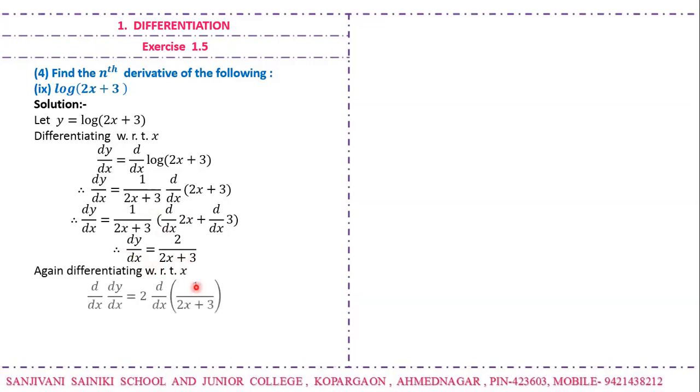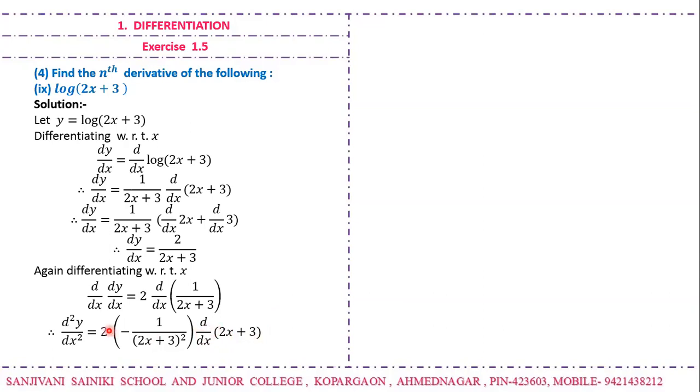Again differentiating the same function, we get 2 is a constant, d by dx of 1 upon 2x plus 3. So here I will use 1 upon f of x. The derivative of 1 upon f of x is minus 1 upon f of x squared into f dash of x. Again d by dx of 2x plus 3: 3 is a constant, its derivative is 0, and the derivative of 2x is only 2. So again I will get 2.